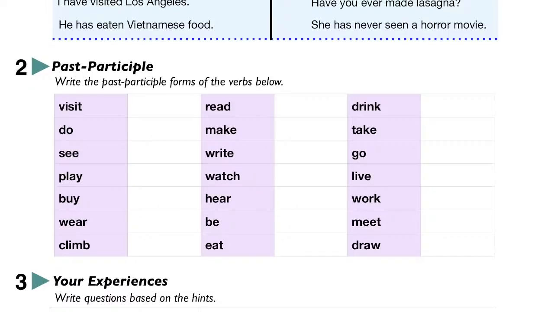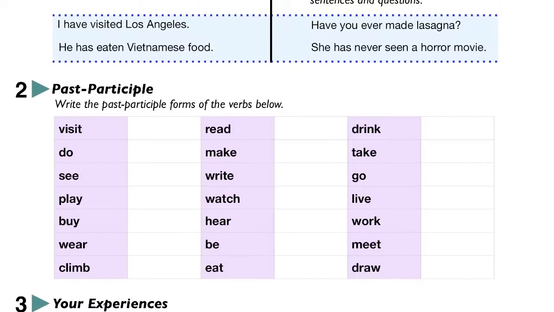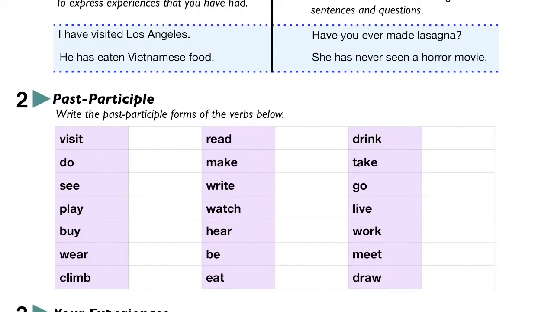So the past participle we're using with experiences, have. Yeah, so we're making questions. You can see in the blue right there. Have you ever made lasagna? Have you ever gone to Disneyland?